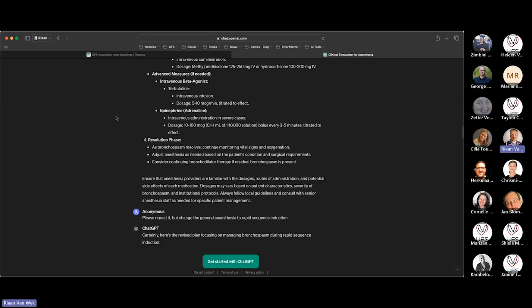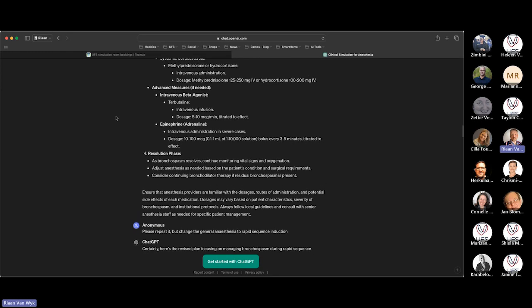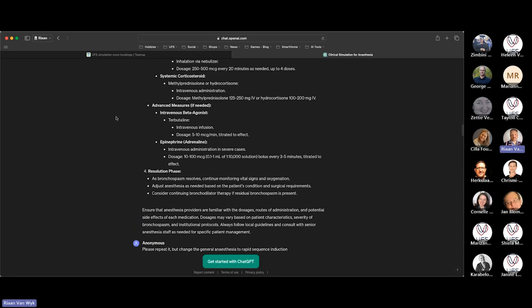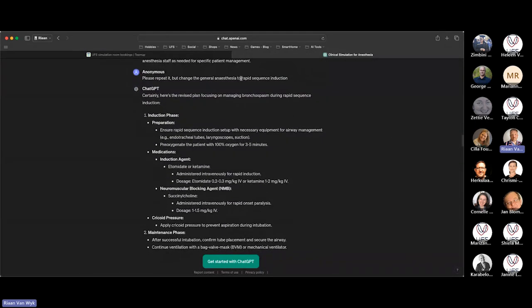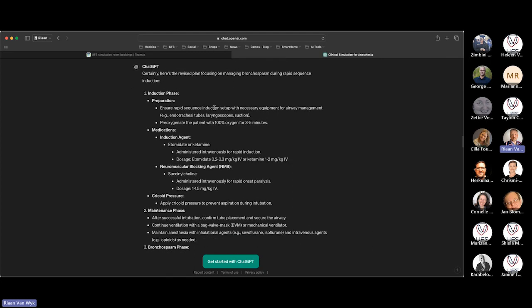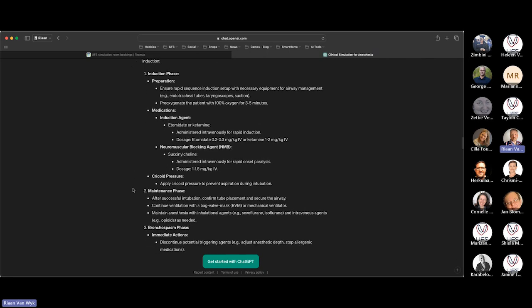Then we finalize the scenario. Some of the feedback that we receive might be, okay, but we don't want general anesthesia, but rather a rapid sequence induction, because it might be a patient who wasn't in hospital, and we're not sure what they ate. So let's make it rapid sequence induction. So I said, okay, please repeat this, but instead of general anesthesia, change it to rapid sequence induction. Now I see there are some other things that I need to have ready in the room, and some other drugs for the rapid sequence induction.